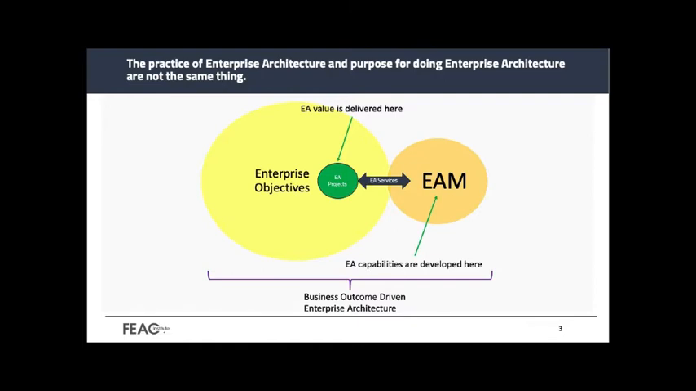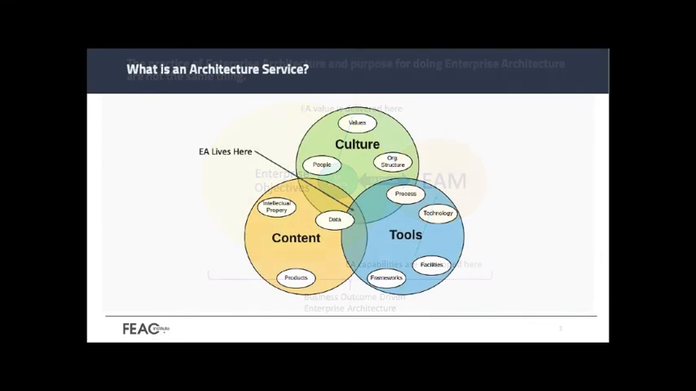The practice of EA should constantly be evolving and maturing, and the purpose for doing EA is driven by organizational needs for improved performance, agility, market demands, budget constraints, and so on. What is an architecture service? An architecture service is a means of delivering value to customers by providing systemic decision insight to help facilitate improved decision-making around risk and resource allocation factors.